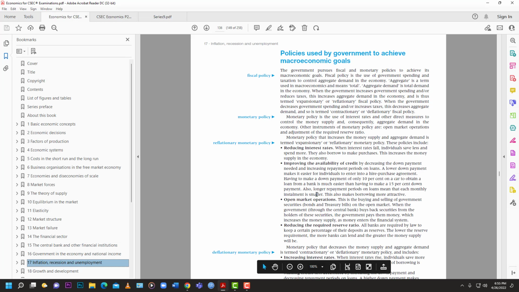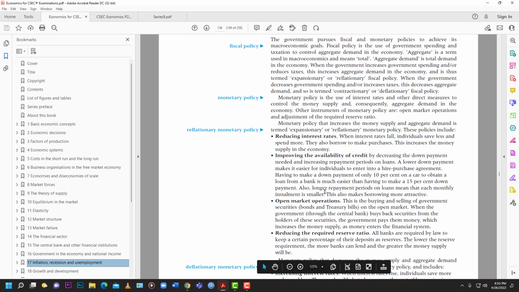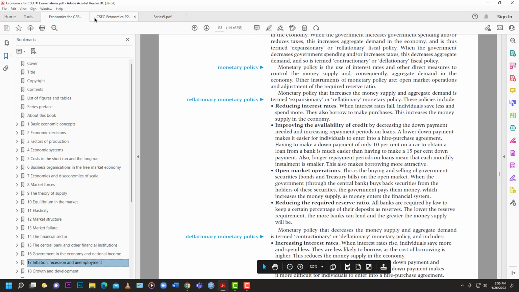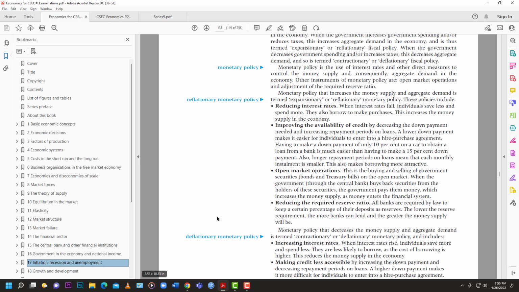Then we have what we call open market operations. Now what this is, remember again, keep focus here that we're looking at increasing the money supply. So we want to put more money out there in circulation. Open market operations involves the buying and selling of government securities like treasury bonds, treasury bills. If the government wants to increase the money supply, what they would do is buy treasury bills, buy bonds from the holders.